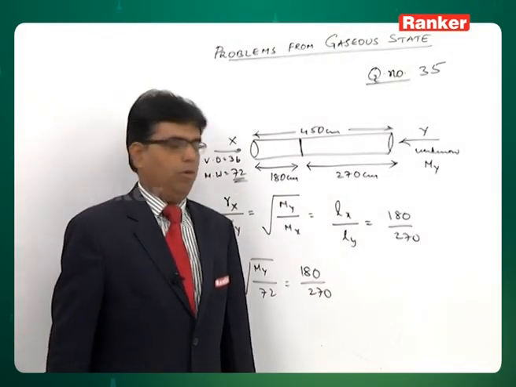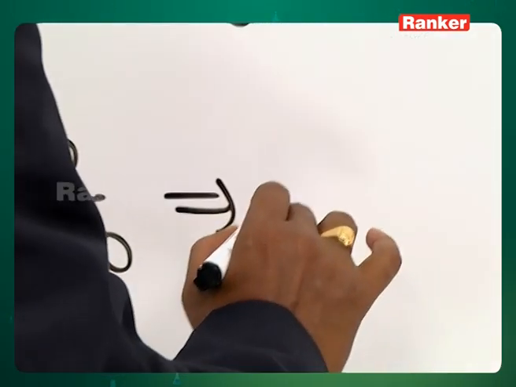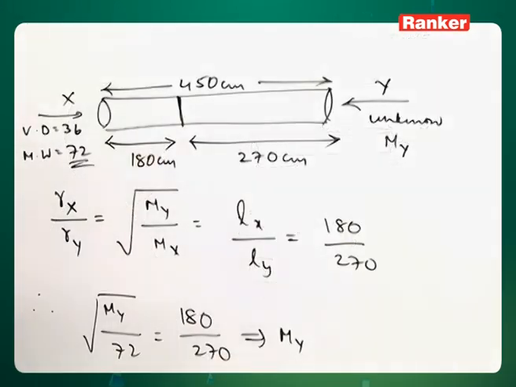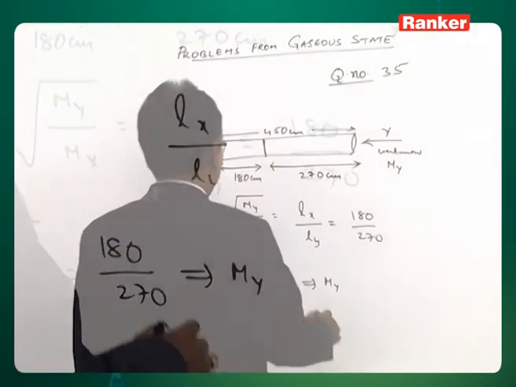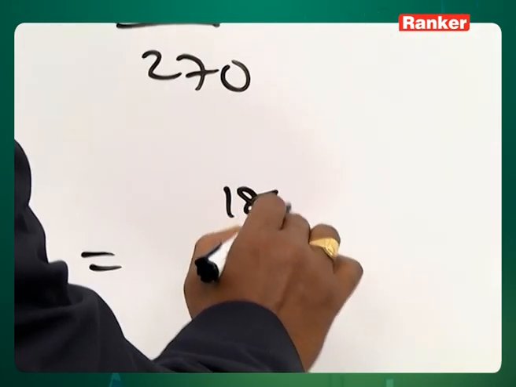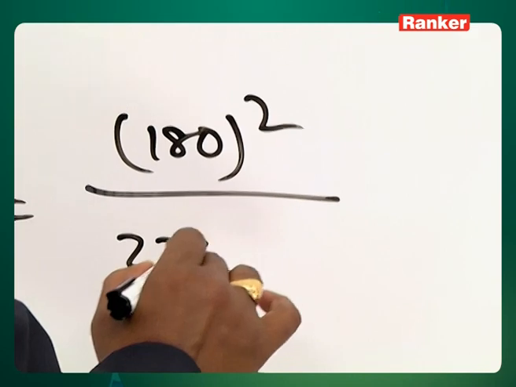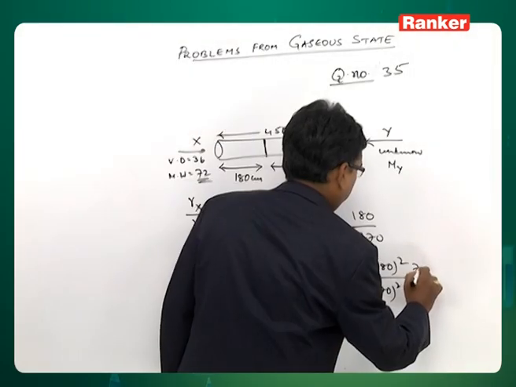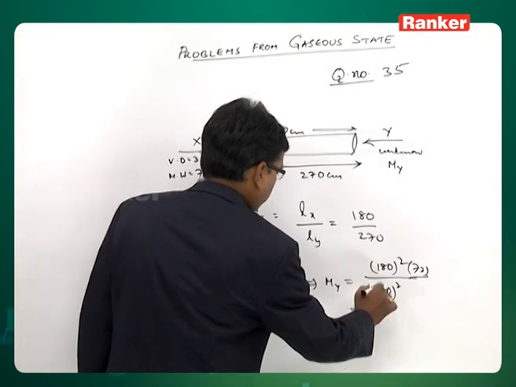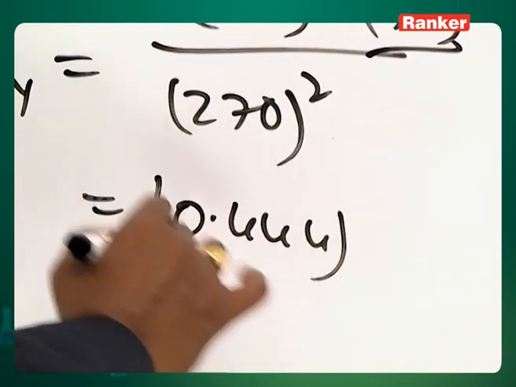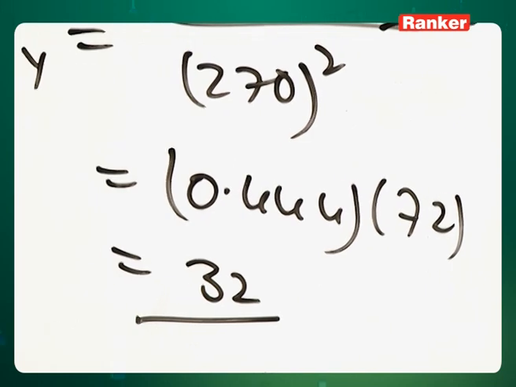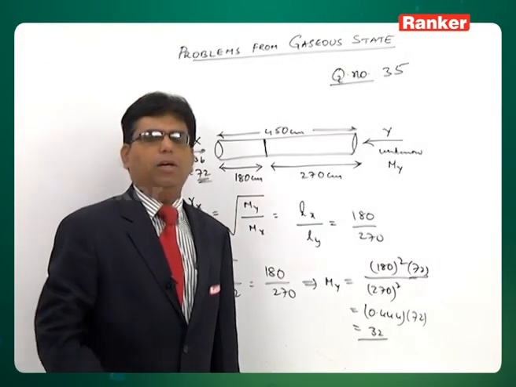Now, if you solve this, what you will get is My, the molecular weight. So, My is equal to 180 square by 270 square into 72. If you divide it, it is 0.444 into 72. So, this comes out to be 32. So, the molecular weight of the unknown gas is coming out to be 32.